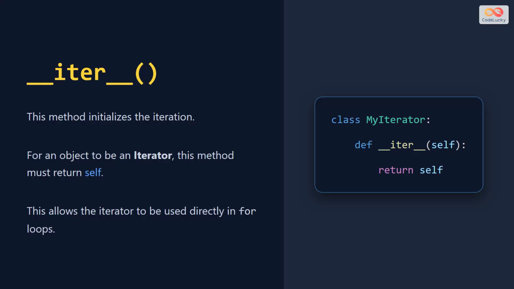Let's look at the first method, dunder_iter. This method is the entry point. When you start a loop, Python calls this method. For an iterator, this method simply returns self, allowing the object to be used directly in for loops.